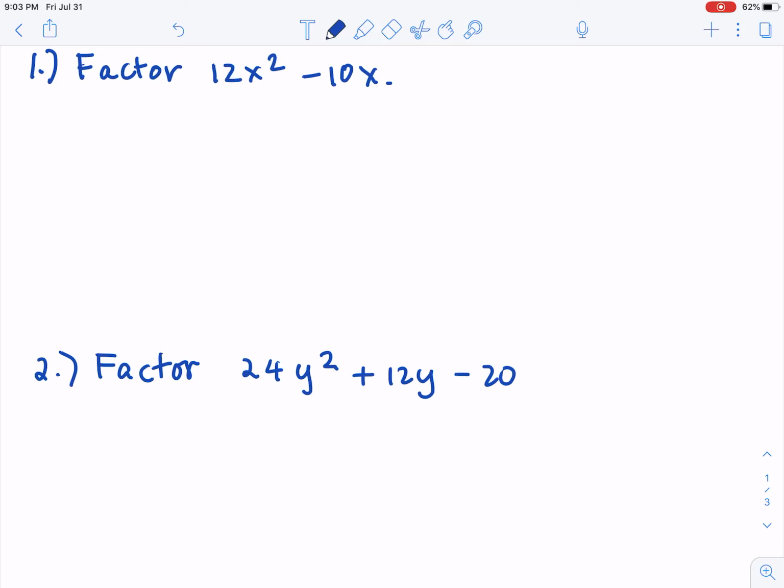So pag may mga numbers, isang way sa pag-factor, pag may mga numbers other than 1, ay you get the prime factorization of the numbers. For example, yung 12x squared minus 10x, meron tayong dalawang numbers. We have 12 and 10. So what's the prime factorization of 12? That's 2 times 2 times 3, di ba? Tapos meron kang x squared. Pag finactor mo yan, meron kang x times x. And then yung prime factorization ng 10, that's 2 times 5. And then meron kang x.